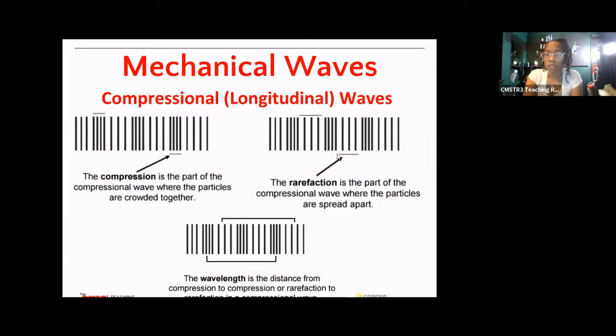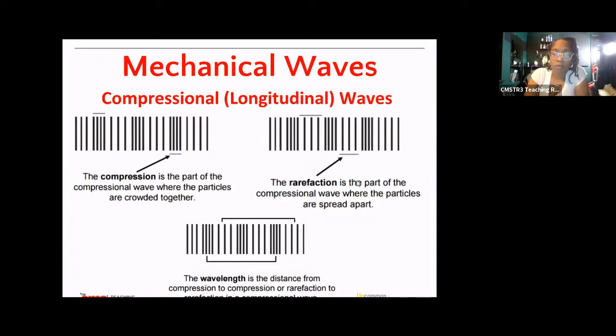Compressional waves are a little bit stranger to read, but where the lines are gathered close together, that is a compression. And then where the lines are spread apart is a rarefaction. So just like in a transverse wave, where the space between crest to crest or trough to trough is the wavelength, in a compressional wave, the wavelength is measured from either compression to compression or rarefaction to rarefaction. Same thing.